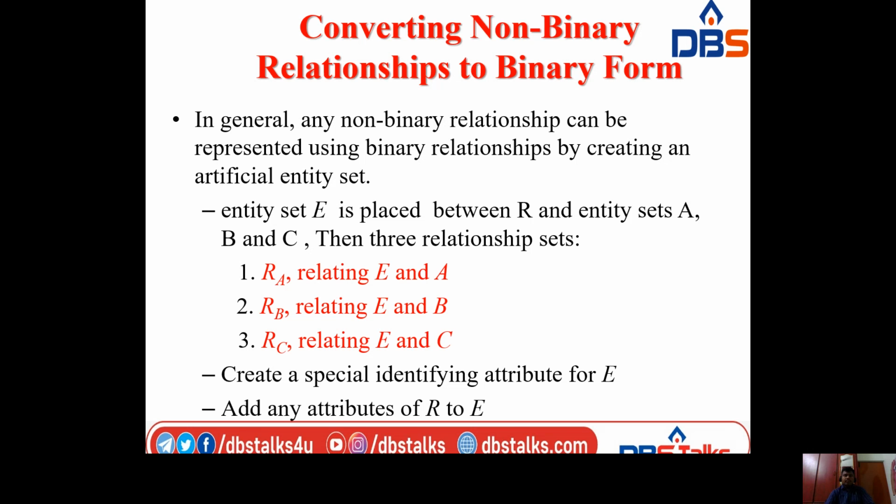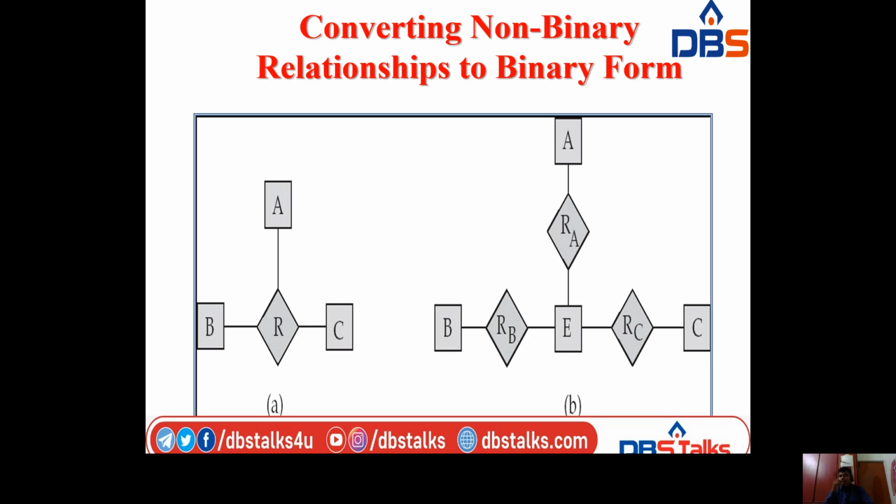Here comes RA relating E and A. And then RB relating E and B. Now RC relating E and C. We are inserting three additional relations RA, RB and RC by using these types of relationships. Now create a special identifying attribute for E and then add any attributes of R to E. Now converting non-binary relationships, same continuation we are taking here.